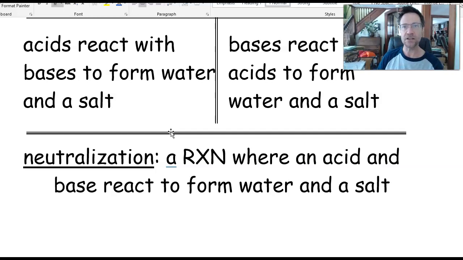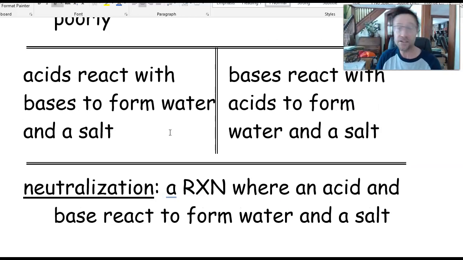Alright, anyway, neutralization. We call that neutralization when acids and bases make water and salt, because they're neutralized. There's no more acid. There's no more base. They're gone.